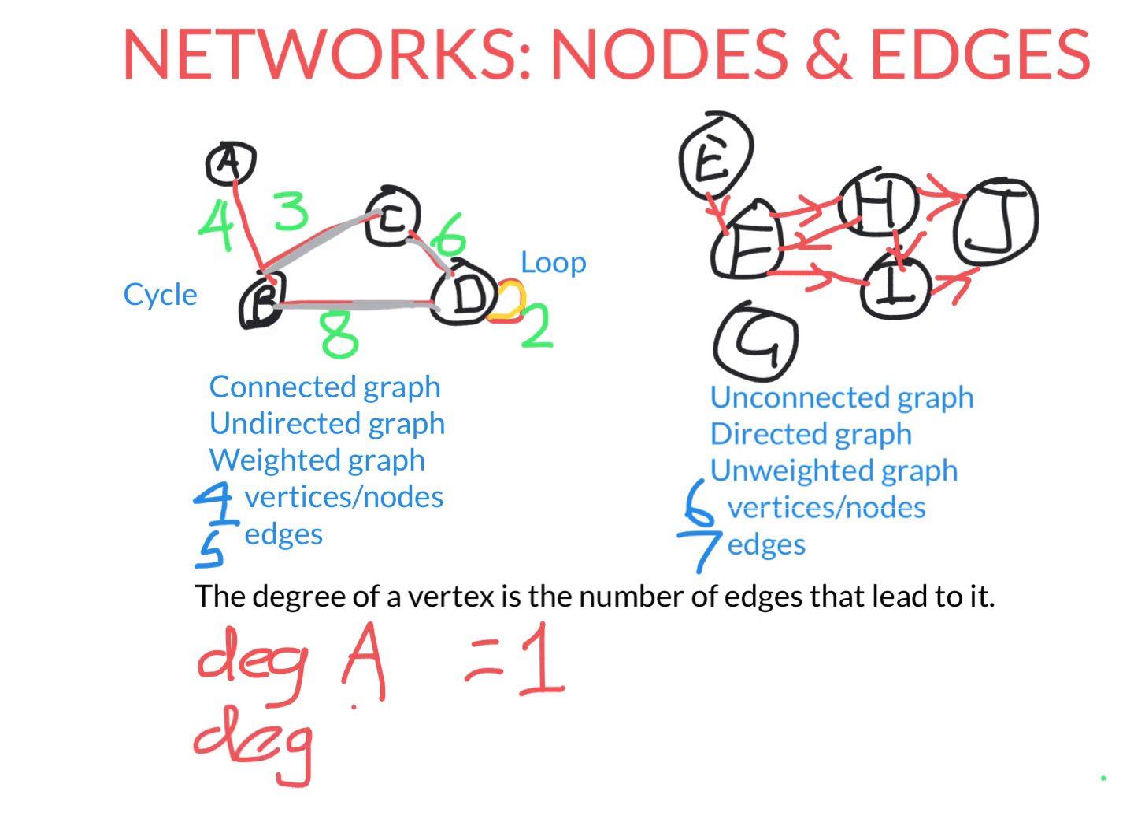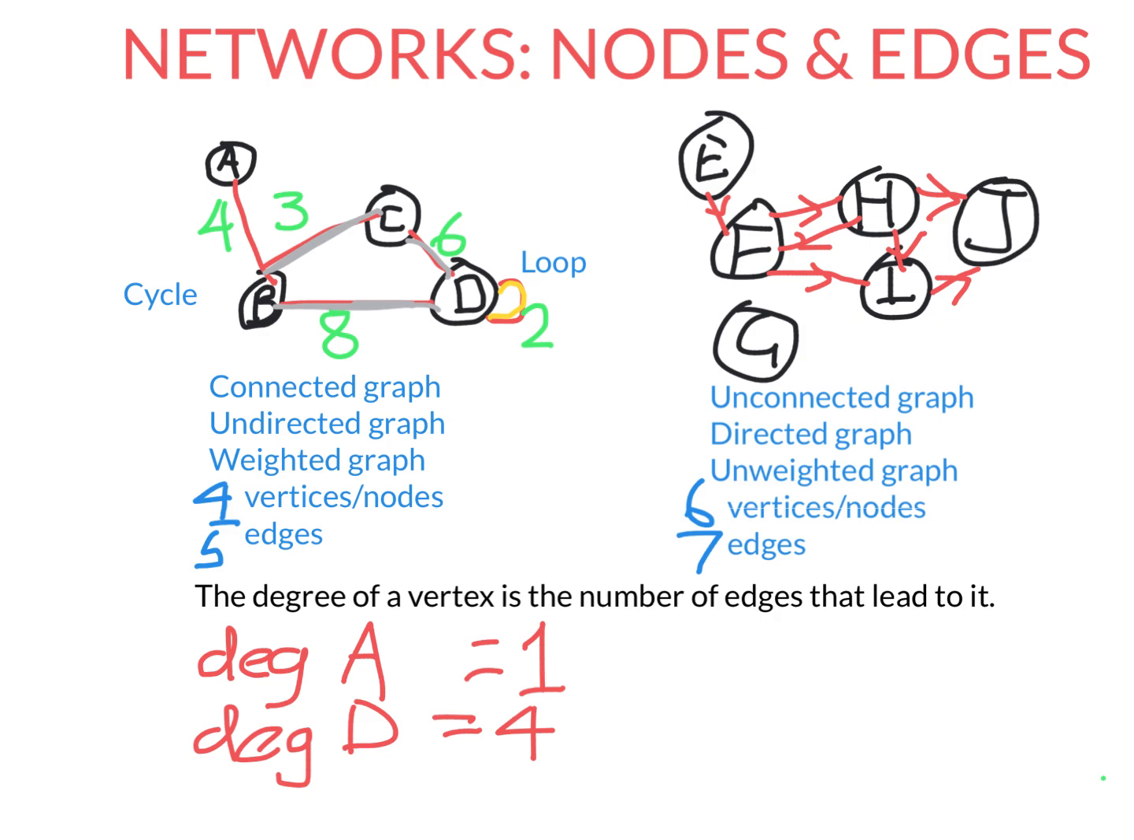That probably sounds a bit counterintuitive, but there is 1, 2, and we count the loop as 2. Its degree is 4, so there are 4 edges, or 4 ways you can get out of D. You can go this way, or this way, this way, or this way. So the degree of vertices in a directed graph like this is a bit more complicated. There's actually an in degree and an out degree, but we won't go through that in this video.